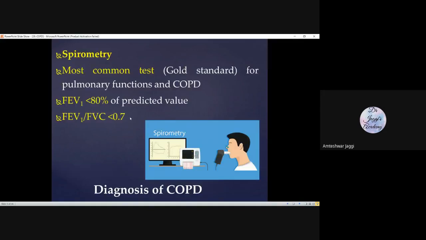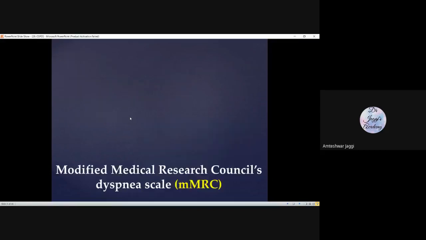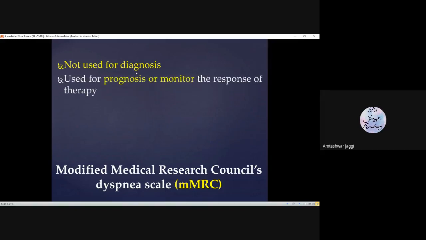Now this is the scale that you have to remember the name of. MMRC. This is the scale of COPD. So this scale basically measures dyspnea, breathlessness, how much breathlessness is taking place. So this is the Modified Medical Research Council dyspnea scale. The Medical Research Council devised this scale, so that scale is called MMRC. But obviously this is not for the diagnosis. Diagnosis is spirometry.